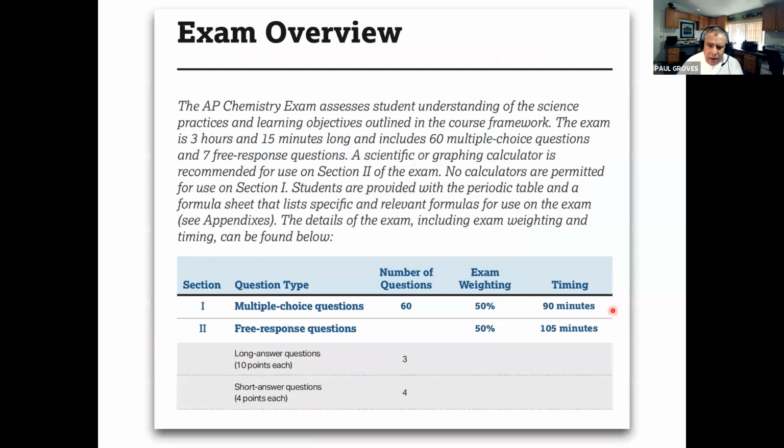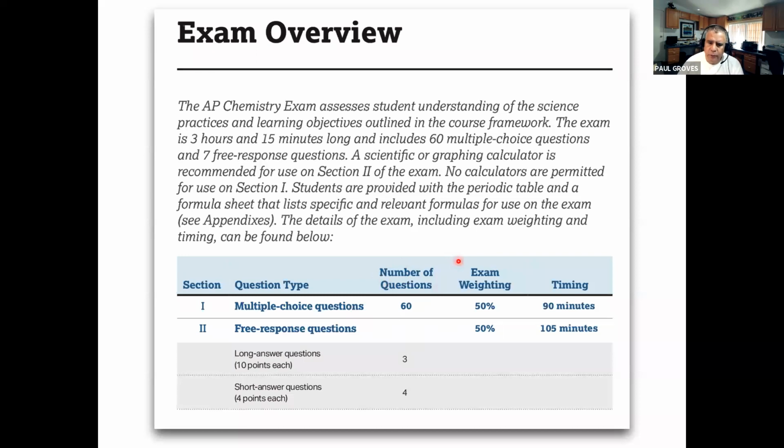The kids get 90 minutes to do the 60 multiple choice questions on a normal test, not this year. And then they have 105 minutes, which is 90 minutes plus 15 minutes for reading, to do the free response questions. Now, this is 60 questions, but actually there are 50 that are going to be part of their score. The other 10 are placed in there.